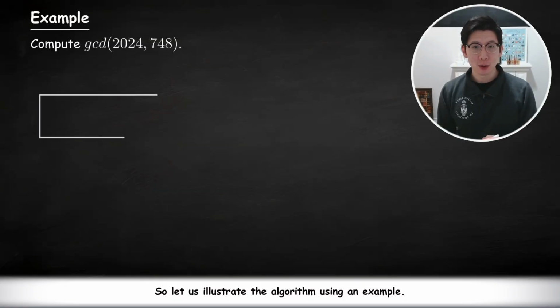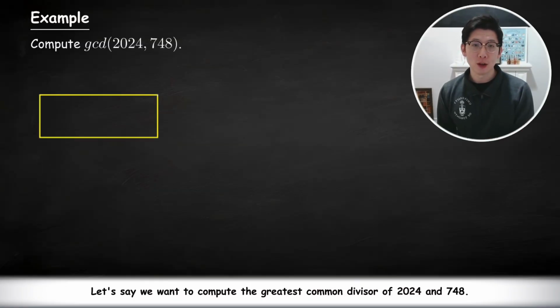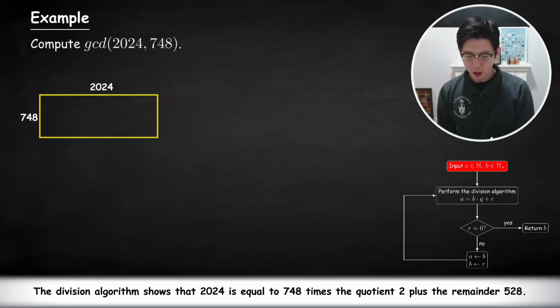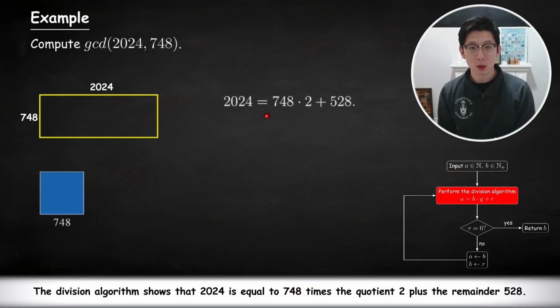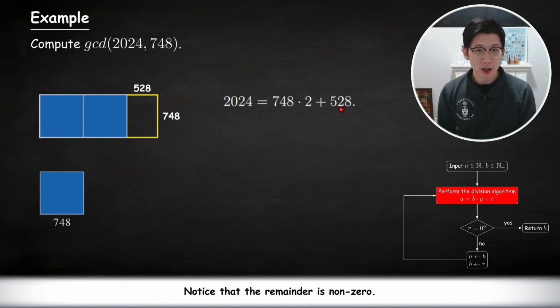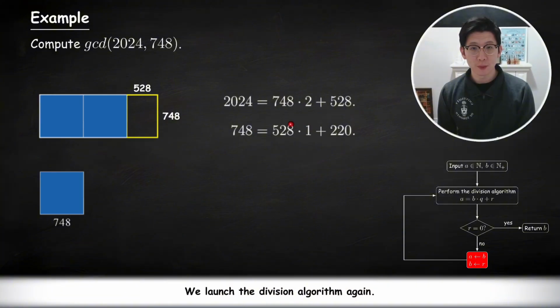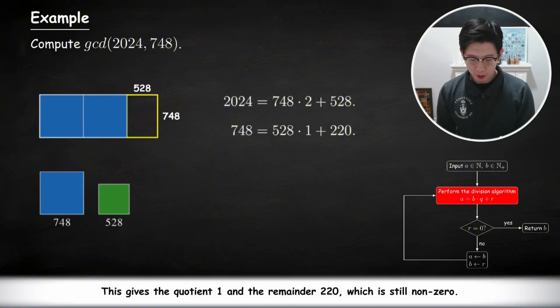Let's say we want to compute the greatest common divisor of 2024 and 748. Since 748 is non-zero, we take it as a divisor. Division algorithm shows that 2024 is equal to 748 times the quotient 2 plus the remainder 528. Notice that the remainder is non-zero. Thus, we will take the divisor to be the new dividend and the remainder to be the new divisor. We launch the division algorithm again. This gives the quotient 1 and the remainder 220, which is still non-zero.